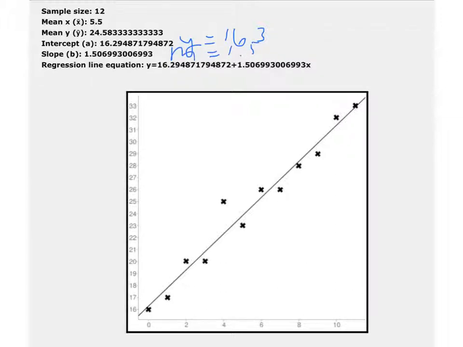And so they're saying that the regression line equation is, remember, sort of backwards from slope-intercept. So they're giving the y-intercept first plus what the slope times the x would be. So if we were writing the equation, we would round this off and just say that y is equal to about 16.3 plus about 1.5x, because that's as accurately as we're going to be able to graph it.